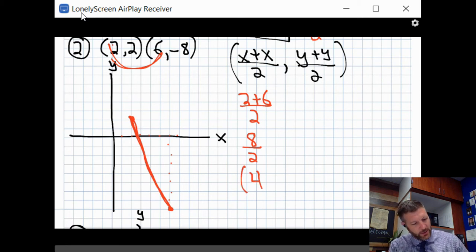Now, let's go ahead and do the 2 y's. 2 plus negative 8 divided by 2, that's going to be negative 6 over 2. So that's going to be negative 3.